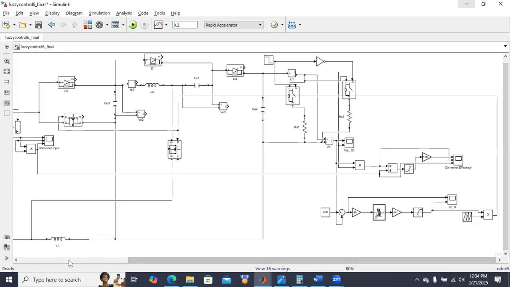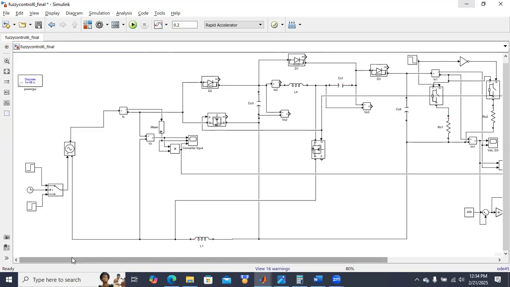So this is the working of the high gain boost converter with fuzzy logic controller. Here we have changed the input voltage, and the load also we are changing. And despite these changes, the fuzzy logic controller ensures the load voltage will be regulated.